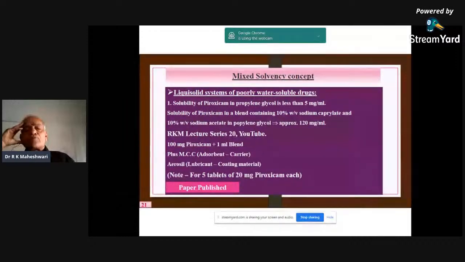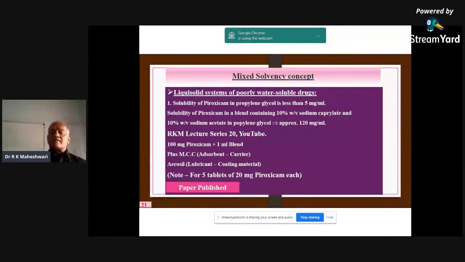But with the help of the mixed solvency concept, you can increase the solubility of piroxicam in this propylene glycol. Here you are seeing the example. Two solids, sodium benzoate, which is a hydrotropic agent, 10%, and sodium acetate, 10%, which is also solid at room temperature. So a 20% solution of these two solid solubilizers or solid additives was employed to increase the solubility of piroxicam in propylene glycol, which goes up to 120 milligram per ml. For details of this, please see RKM lecture series 20.